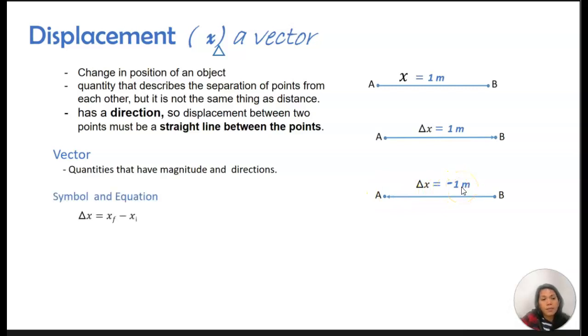The symbol of displacement is delta x. Delta just means change. That's the final minus the initial: where you end, minus where you start.